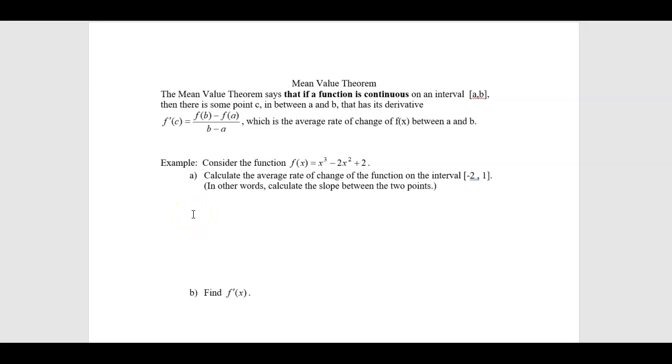And what we've seen in calculus so far is there's a couple of different ways to talk about rate of change. One is average rate of change, which is just the slope between 2 points, and the other is instantaneous rate of change, which is the derivative at a point. The mean value theorem ties those two things together.